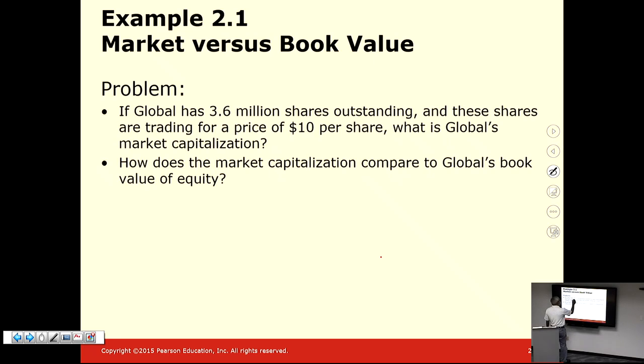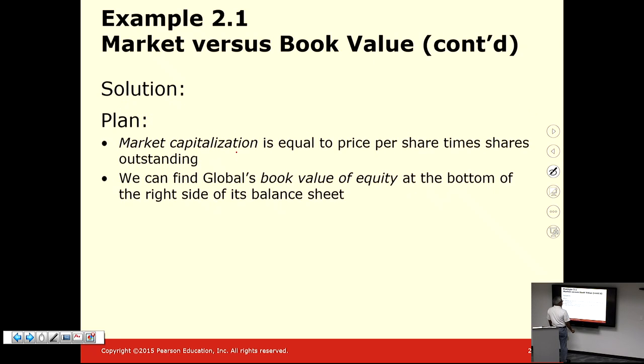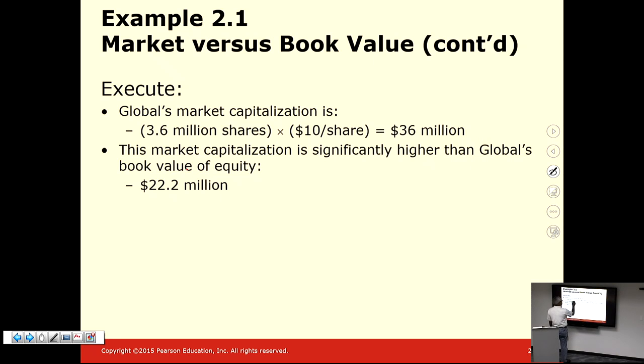If a company has 3.6 million shares outstanding and they're trading at a price of $10 per share, what is the market capitalization? Market capitalization is equal to the price of the share times the number of shares outstanding, which would be 3.6 million times $10, that is 36 million. What is the book value of equity?